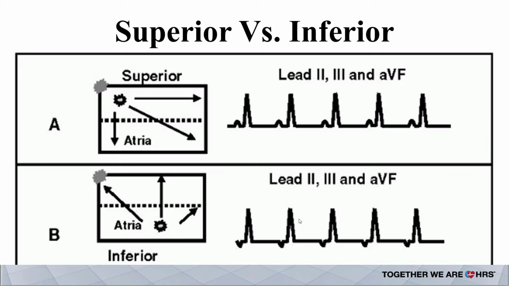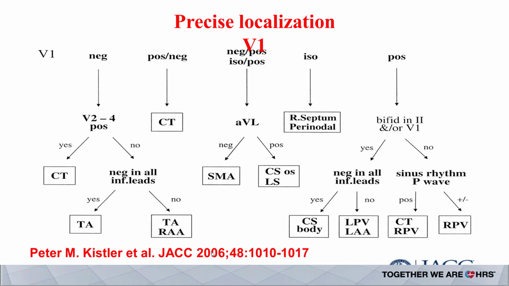Then we look at the focus, superior and inferior, from the limb leads. When the limb leads are all positive, then this is a superior focus. When they are all negative, this is an inferior focus. This is a very simple algorithm we use, and of course from the catheter we can identify where the focus is. Then we go to a more sophisticated algorithm to help us localize the focus with the ECG before we go in depth.